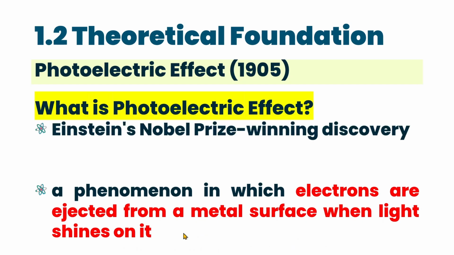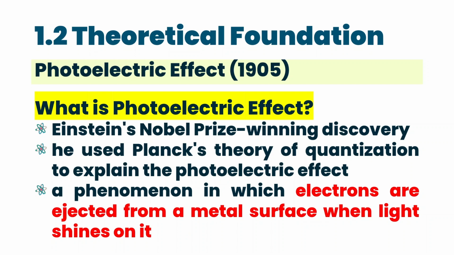Speaking of Albert Einstein, let's move to the idea of the photoelectric effect. This was Einstein's Nobel Prize winning discovery. He used Planck's theory of quantization to explain the photoelectric effect. This is a strange phenomenon: when light shines on a metal surface, it can actually knock electrons out of it.